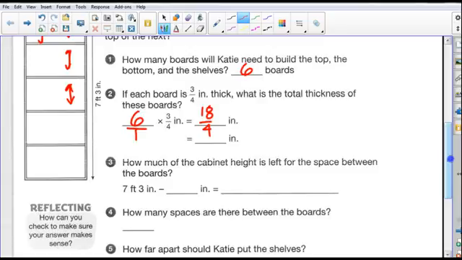18/4. Okay, so let's convert that into a mixed number. 18/4, well, 4 goes into 18. How many times? Well, it goes in there 4 times.